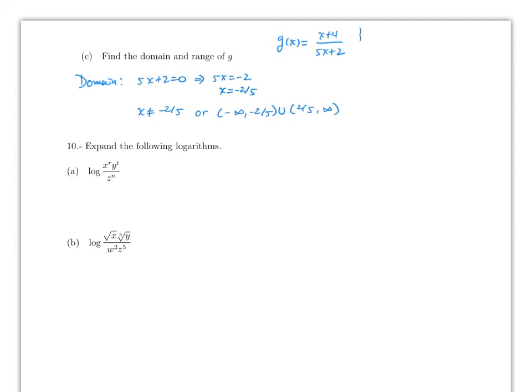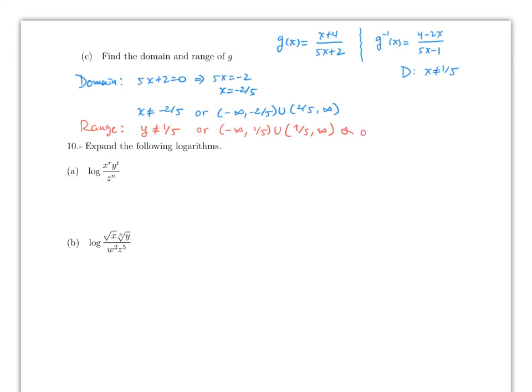Now, to find the range, remember we're going to rely on the inverse function. The inverse function was 4 minus 2x divided by 5x minus 1. That's what we found before. The domain for this one is x cannot be 1/5. So therefore, the range of f is going to be y cannot be 1/5. You can also say all real numbers except for 1/5, or you can use interval notation and do the same thing we did for the domain, and that's it.